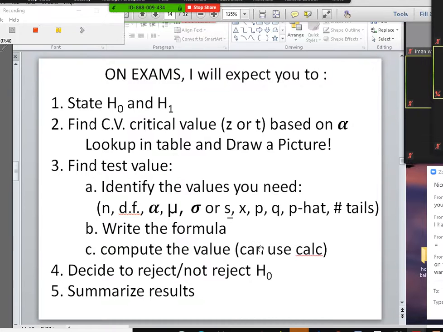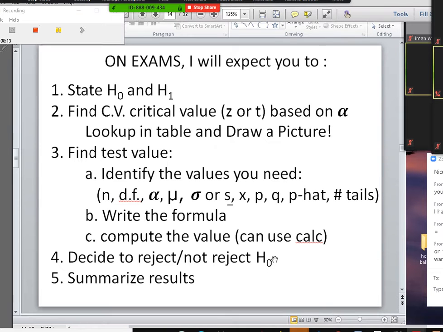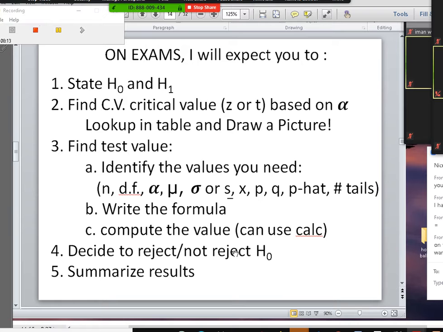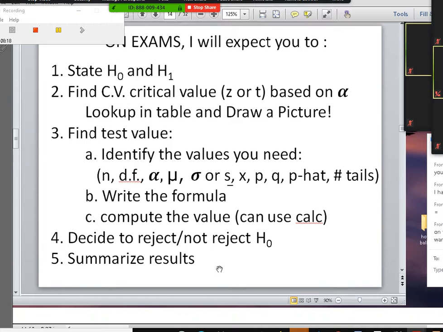On exams, I expect you to do these steps. Step 1, state your H0 and H1. Also on step 1, tell me which one's the claim. That would help me out. Step 2, find your critical value from the table and draw a picture. Don't forget your Z table is the bottom row of your T table. So your T table is really your Z and T table combined. Step 3, find your test stat, your test value. Test stat is another word for test value. Write your formula including the numbers inside of them. And then decide to either reject or not reject H0. And then last, summarize the results for your claim.